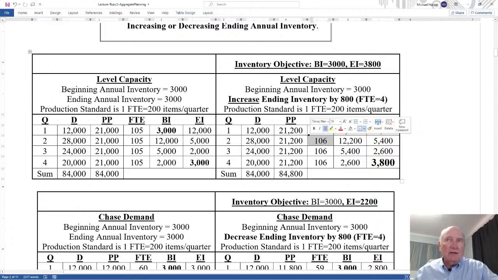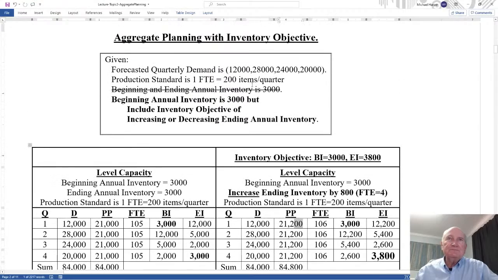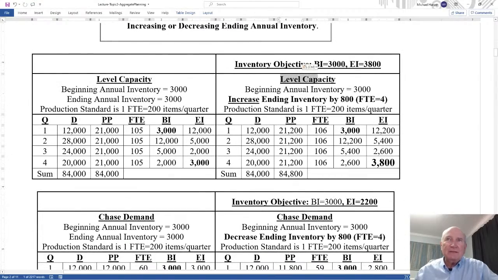Now, before I go on, you might be thinking, and a lot of times people say, well, why do you spread the 800 evenly? Why do you spread the FTE of 4 evenly? Why don't you just put it all in the first quarter? Good question. You could. But the whole point here is that this is a level capacity. So if we want a level capacity, then we want the capacity to be constant, to be level. We don't want it to change. So that level capacity is a requirement.